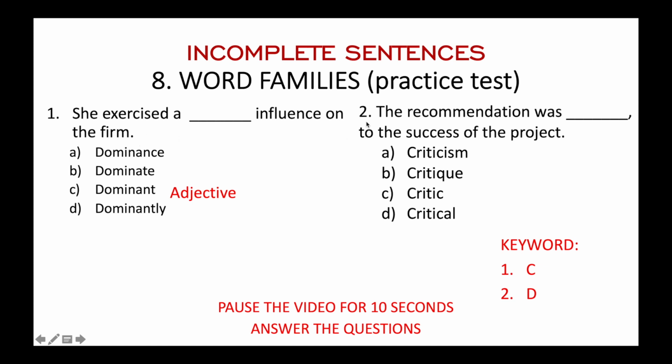And then the next keyword would be number 2. The recommendation was blank to the success of the project. This is already clear. If it is followed by the auxiliary, just like this one, it should be using an adjective. So the following option that is an adjective is critical itself.